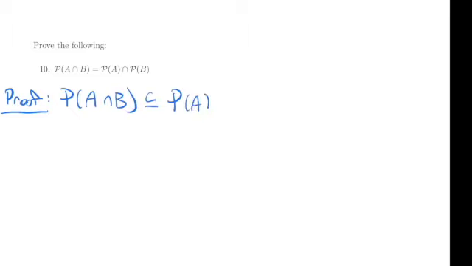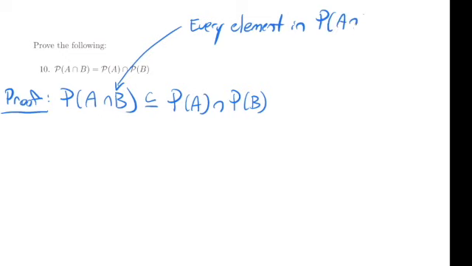of this, right? And then again, you would also need to prove the reverse of this, but we'll take this one first. So remember, to prove that one thing is a subset of another, we need to show that every element in here has to be in the intersection of the power set of A and the power set of B.